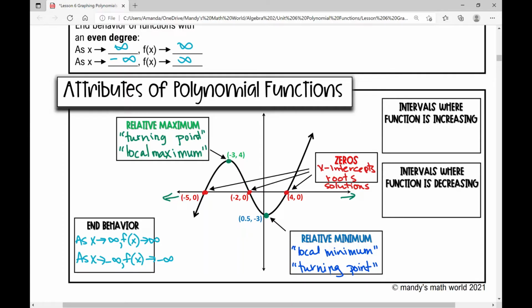Okay, let's move on to intervals where the function is increasing. It's increasing when it goes up from left to right. So it's increasing in this interval and this interval right here. And how do we write that interval? We write it from left to right. So it's from negative infinity to negative 3, and 0.5 to infinity. That's how we would write the intervals where the function is increasing, and there are 2 intervals there.